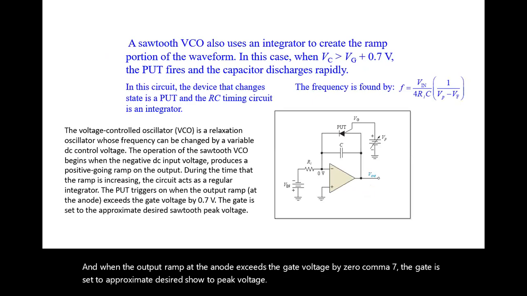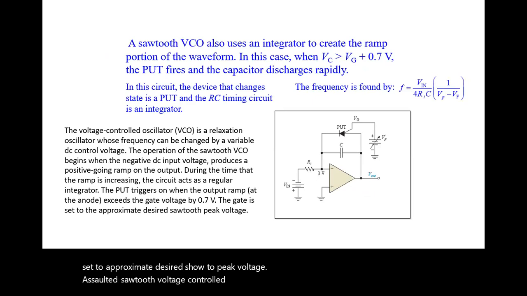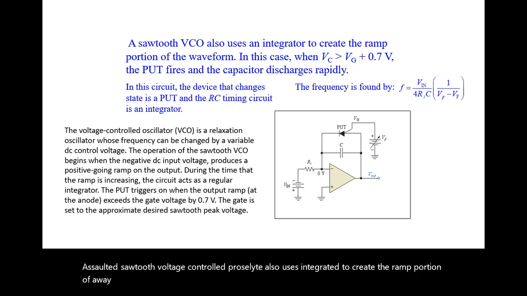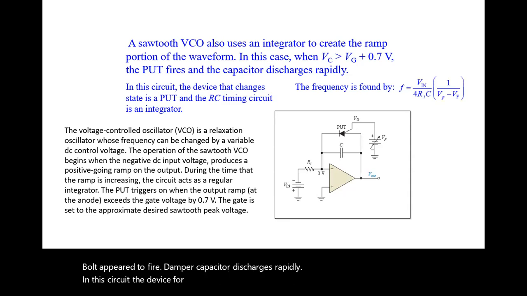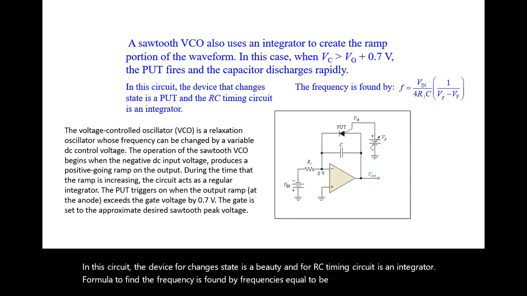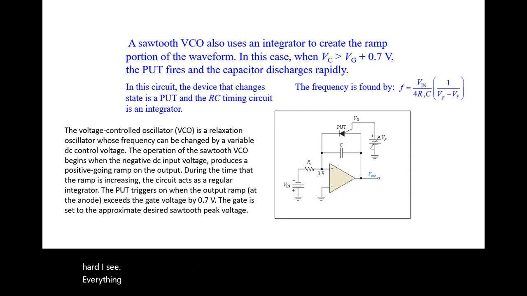A sawtooth voltage-controlled oscillator also uses an integrator to create the ramp portion of a waveform. In this case, when VC is bigger than VG, the gate voltage plus 0.7 volts, the PUT fires and the capacitor discharges rapidly. In the circuit, the device that changes state is a PUT, and the RC timing circuit is an integrator. The formula to find the frequency is f equals V_in divided by 4 multiplied by R_i C, everything multiplied by 1 divided by Vp minus Vf.